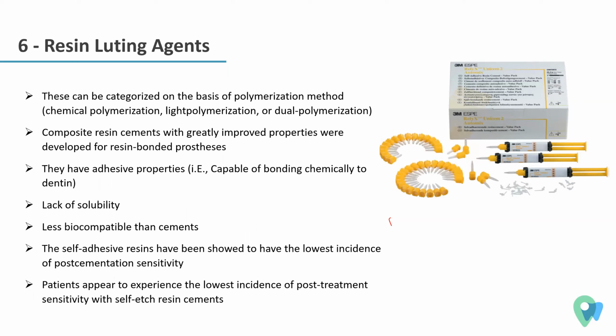Resin luting agents. These can be categorized on the basis of polymerization method: chemical polymerization, light polymerization, or dual polymerization. Composite resin cements with greatly improved properties were developed for resin bonding processes. They have adhesive properties. For example, they are capable of bonding chemically to dentin. They lack solubility, but are less biocompatible than cement.